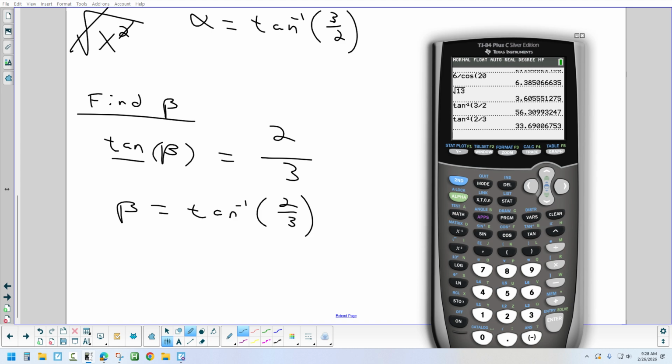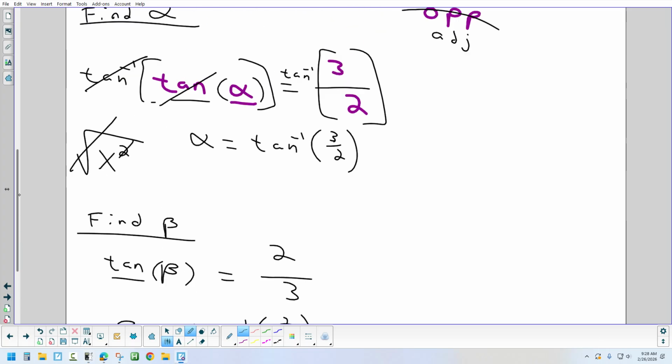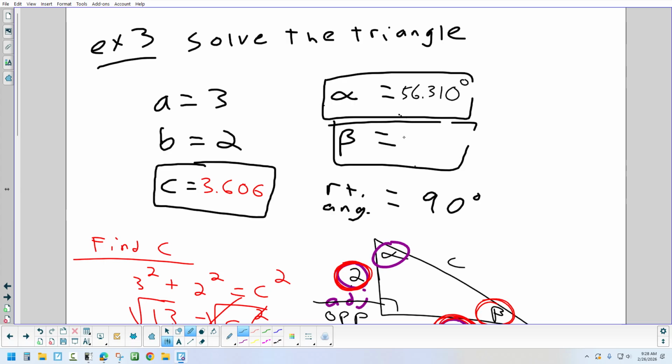Okay, so we get 33.690. Now, if we did everything right, you could check it by adding up all the angles on the right side. If you add alpha, beta, and the 90, you will get 180 in this case. You might get 179.9 sometimes because you round. But in this case, that does add up to exactly 180, and that's because we use 3 decimal places. It's a little more accurate than using 2.